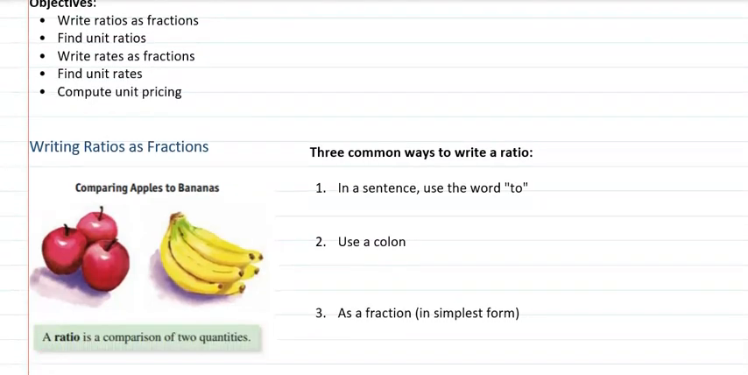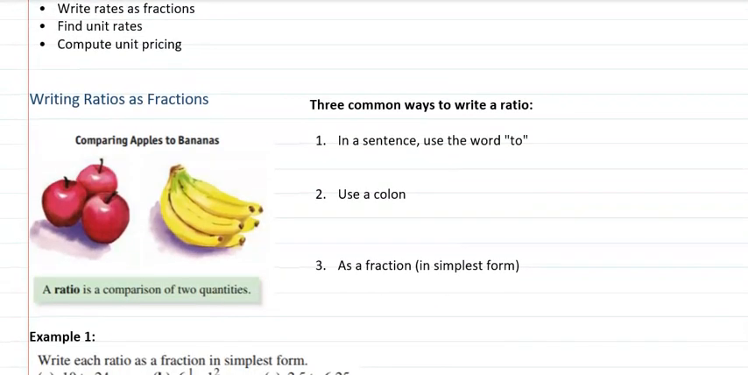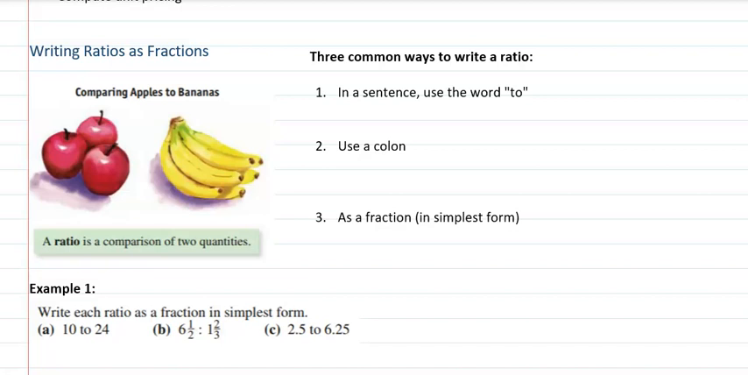All right, so we're going to look at writing ratios as fractions first. So we've got 3 apples here, and we've got 6 bananas. A ratio is just a comparison of 2 different quantities of things. And there are 3 common ways to write a ratio. In a sentence, we use the word "to." So the ratio of apples to bananas is 3 to 6.